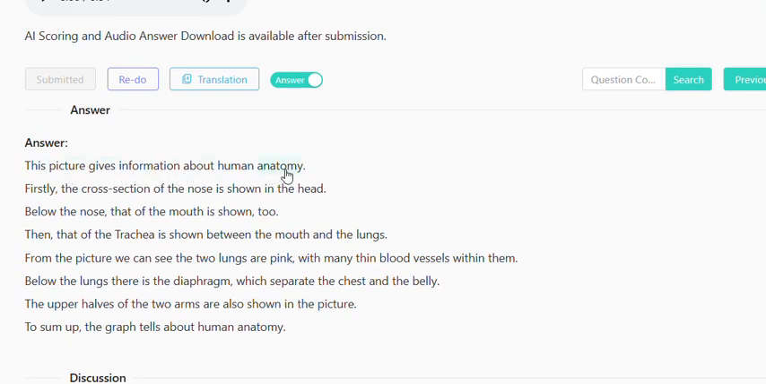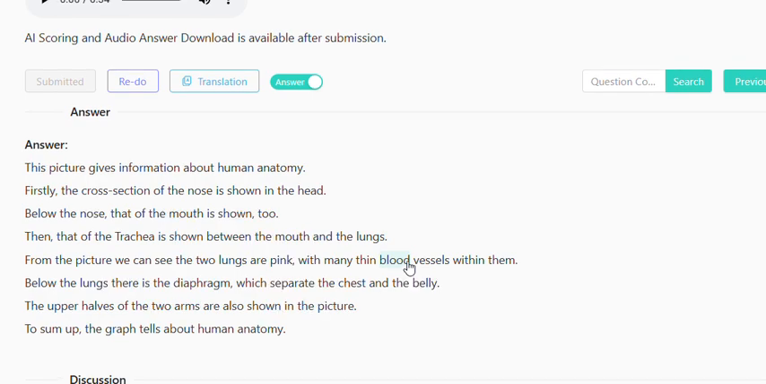This picture gives information about human anatomy. Firstly, the cross section of the nose is shown in the head. Below the nose, that of the mouth is shown too. Then that of the trachea is shown between the mouth and lungs. From the picture we can see that two lungs are pink with many thin blood vessels within them. Below the lungs there is a diaphragm which separates the chest and the belly. The upper halves of the two arms are also shown in the picture. To sum up, the graph tells about human anatomy.